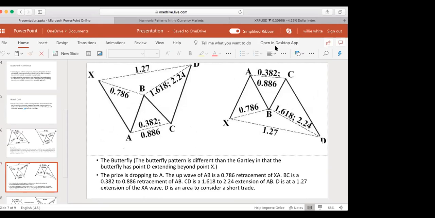So now let's talk about going short. Let's talk about a sell. All right. The price is dropping to A. All right. Going down to A. The up wave is AB, so it retraces going up to AB, which is a 0.7x retracement. Don't worry too much about the numbers.